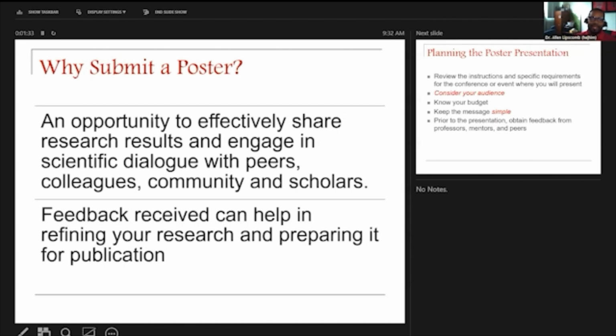So why do we submit a poster? Well, it's an opportunity to effectively share research results and engage in scientific dialogue with our peers, with our colleagues, with scholars, and community members. Also, it allows for an opportunity to receive feedback that can help us refine our research and also prepare for publications or finalizing our research project.